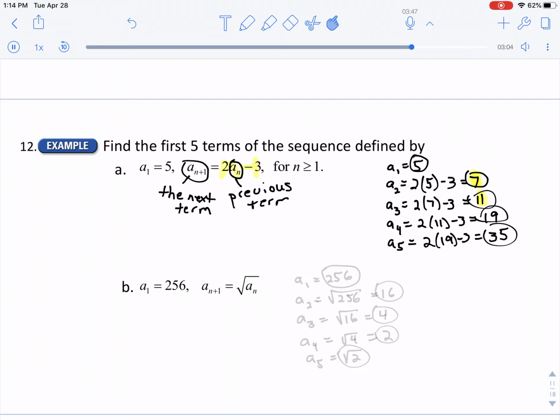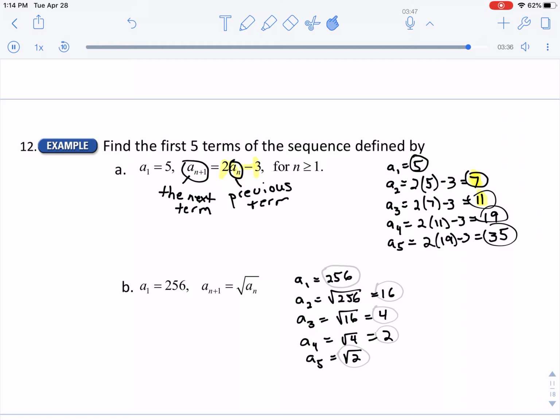This one says that to find the next term, you take the square root of the previous term. So we start with a sub 1, which they gave us, which is 256. Then a sub 2 is the square root of 256, which is 16. A sub 3 is the square root of 16, which is 4. A sub 4 is the square root of 4, which is 2. And a sub 5 is the square root of 2.